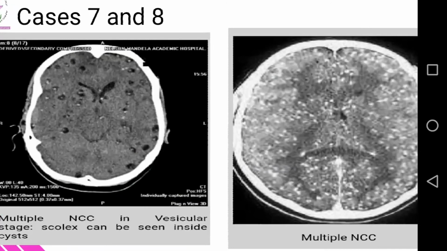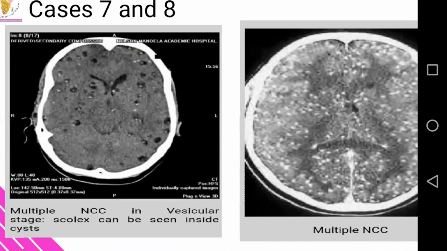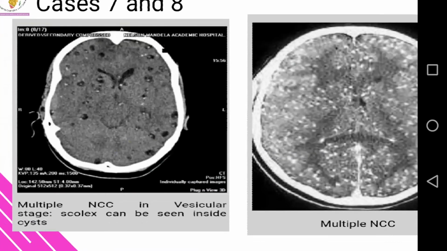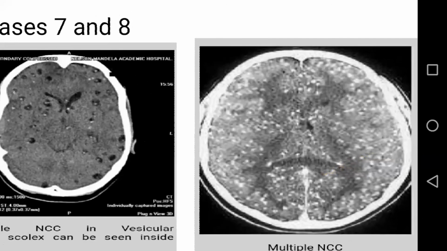So on this image here, you can see various hypodensities distributed all over the brain parenchyma, and within all those hypodensities you can see hyperdensities at the center. Those hypodensities simply represent the vesicular stage of multiple neurocysticercosis, because that is the typical presentation. You have multiple lesions scattered in the brain. At this stage you have the vesicular lesions and the scolex is still living inside it. But at this level here, you can see that there are more hyperdense lesions.